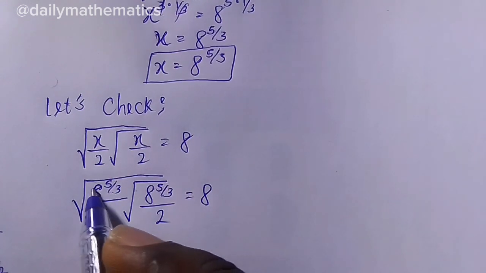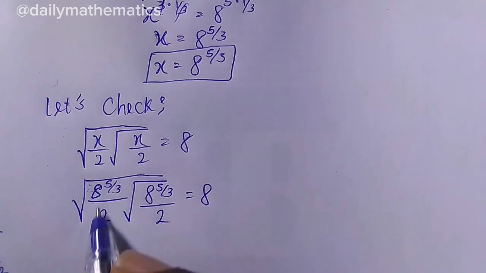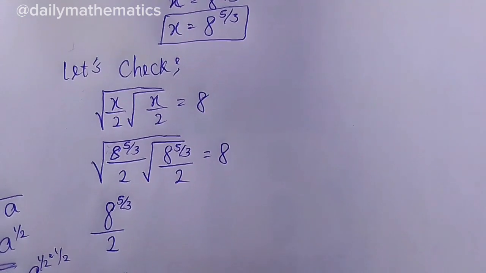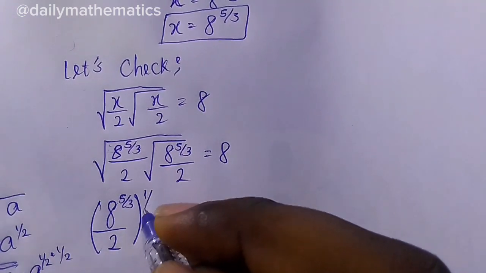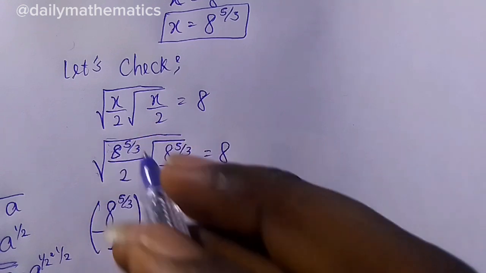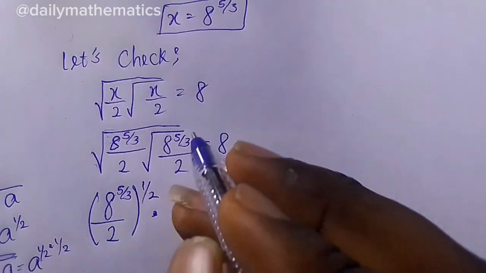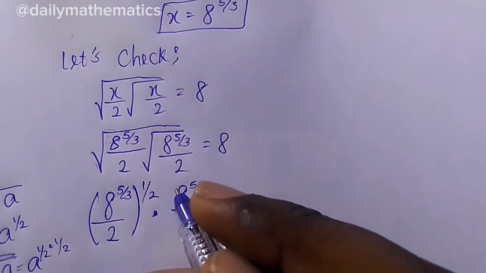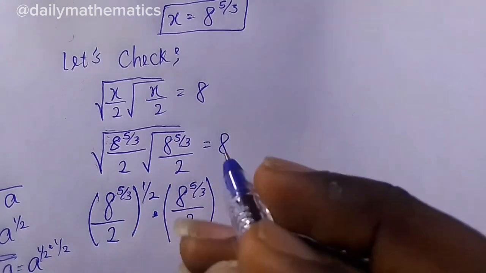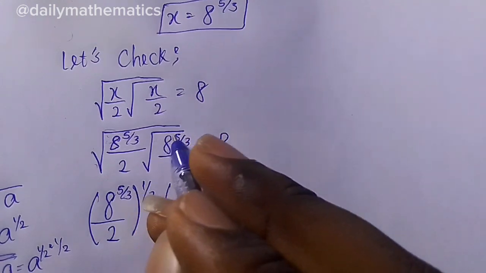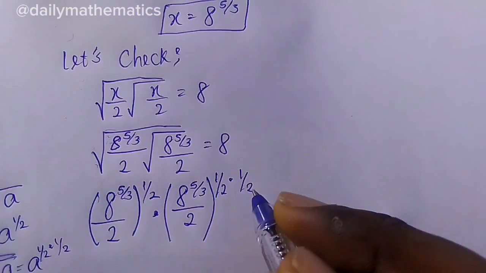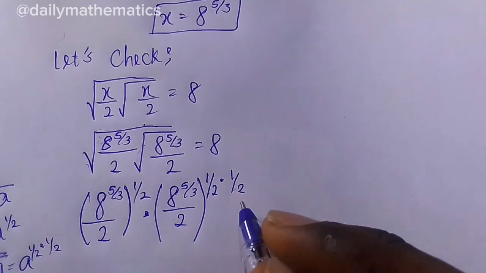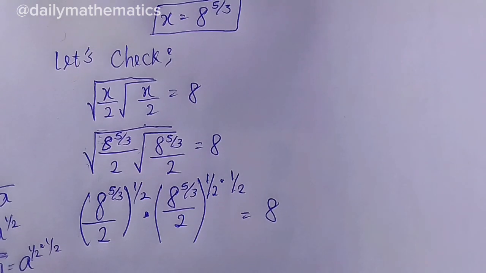Now here we have 8 raised to the power of 5 over 3 over 2, and we have a single square root for this first number. So we have 8 raised to the power of 5 over 3 over 2, and then raised to the power of 1 over 2, and that's where this square root comes in. The square root becomes raised to the power of 1 over 2, multiplied by the second one, 8 raised to the power of 5 over 3 over 2, raised to the power of 1 over 2 and then times 1 over 2, right? Because of the double square root, we have times 1 over 2 times 1 over 2, equals 8. All right, so now what next?